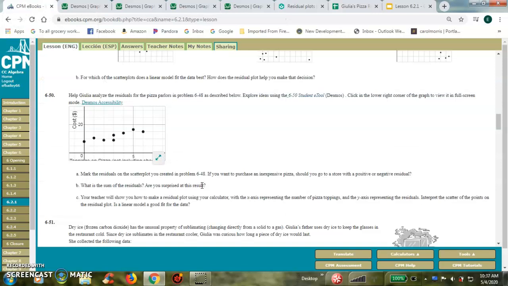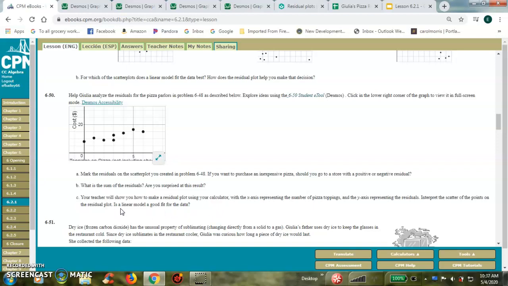It asked if I was surprised at this result. I was not, because we actually figured out that was a pretty good line of fit. And the closer the sum of the residuals is to 0, generally the better line of fit, unless they're way, way apart, but that wasn't too bad.